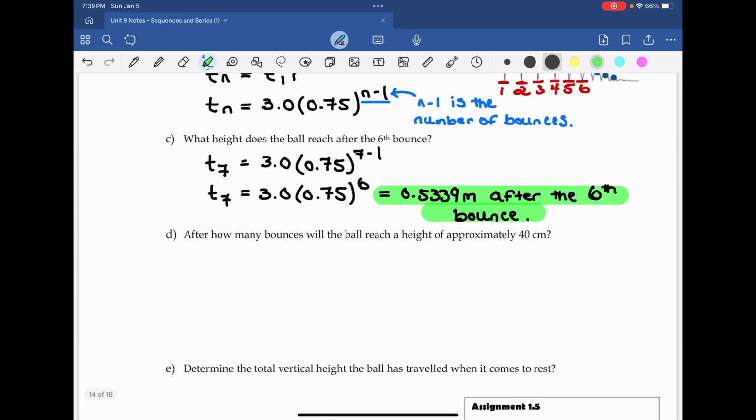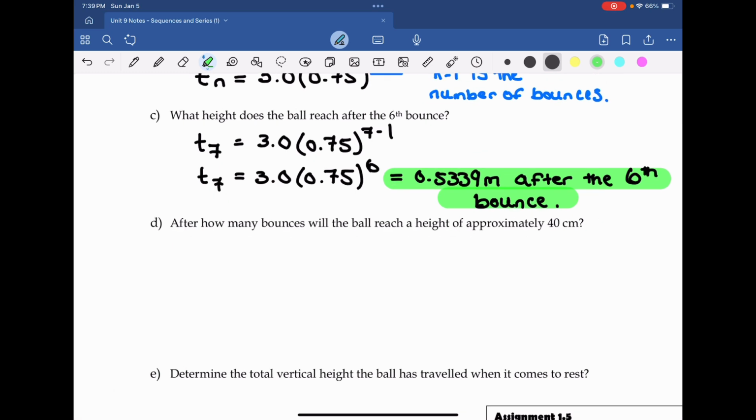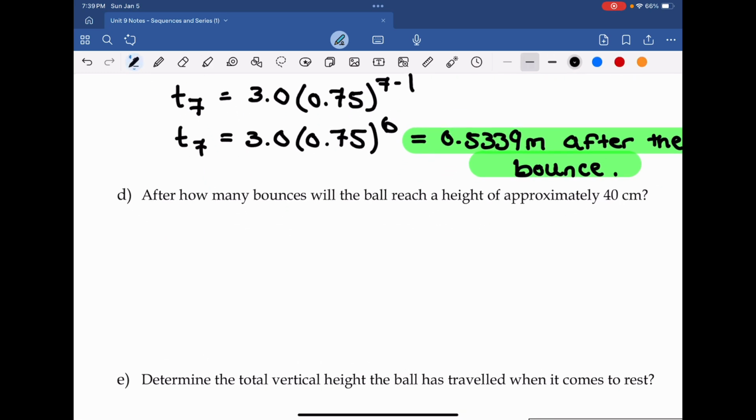After how many bounces will the ball's height approximately reach 40 centimeters? Now, they're doing something to throw you off here. They write it in centimeters. The whole way we wrote it in meters. So if we want to write this in meters, well, 40 centimeters, there's 100 centimeters in each meter. We're just going to divide that number by 100. When we divide it by 100, this is the value we're looking for.